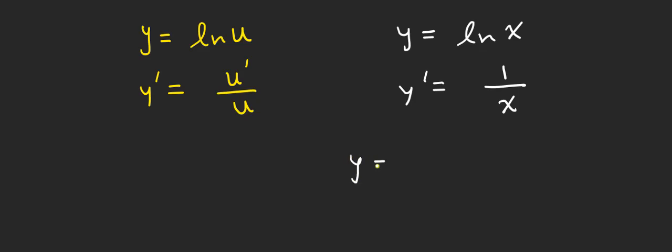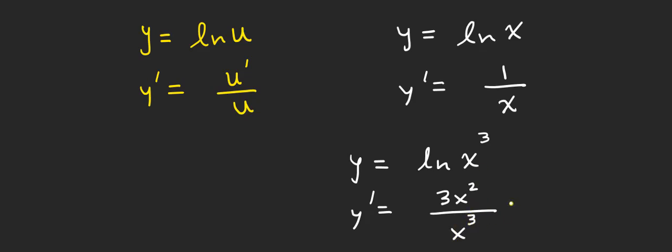What if you had y equals natural log of x cubed? The derivative is the derivative of x cubed, which is 3x squared, over u, which is x cubed. And when you simplify it, you're going to get 3 over x.